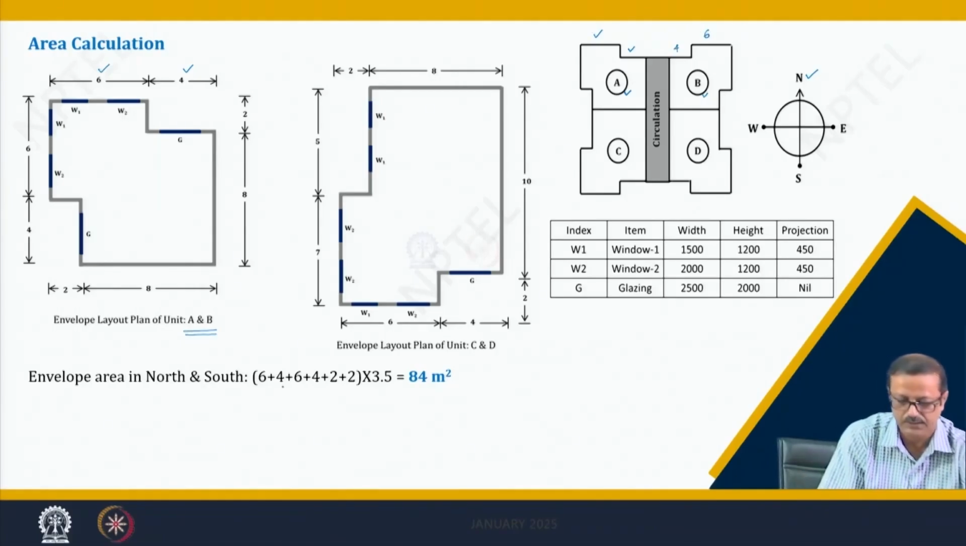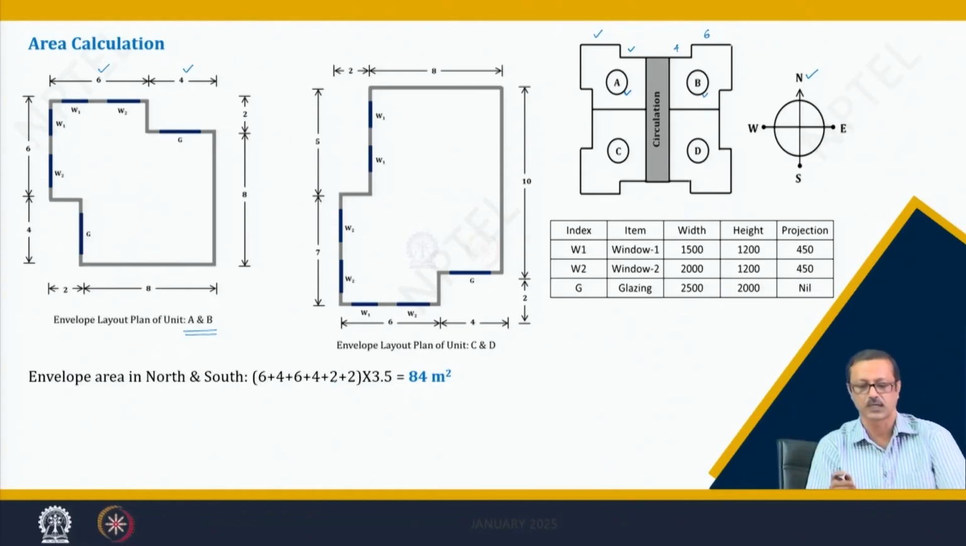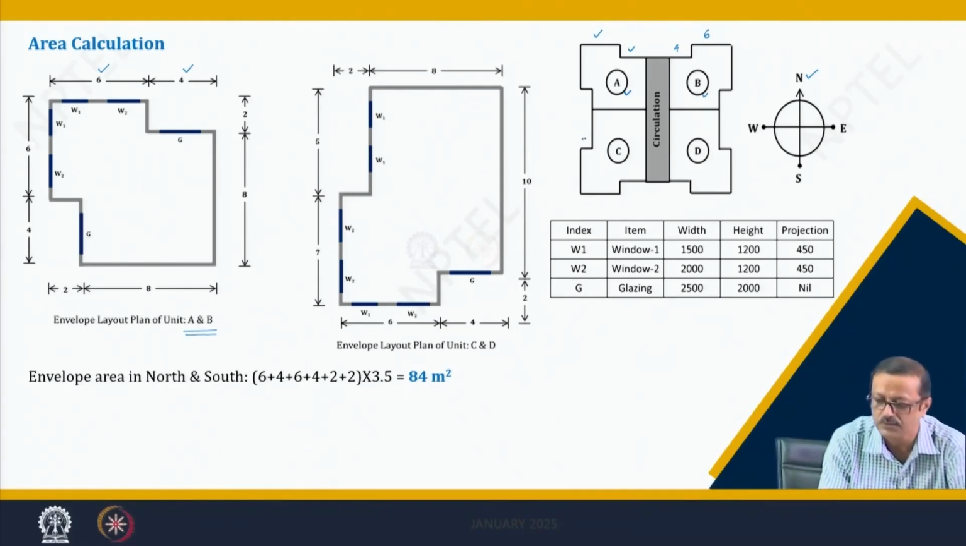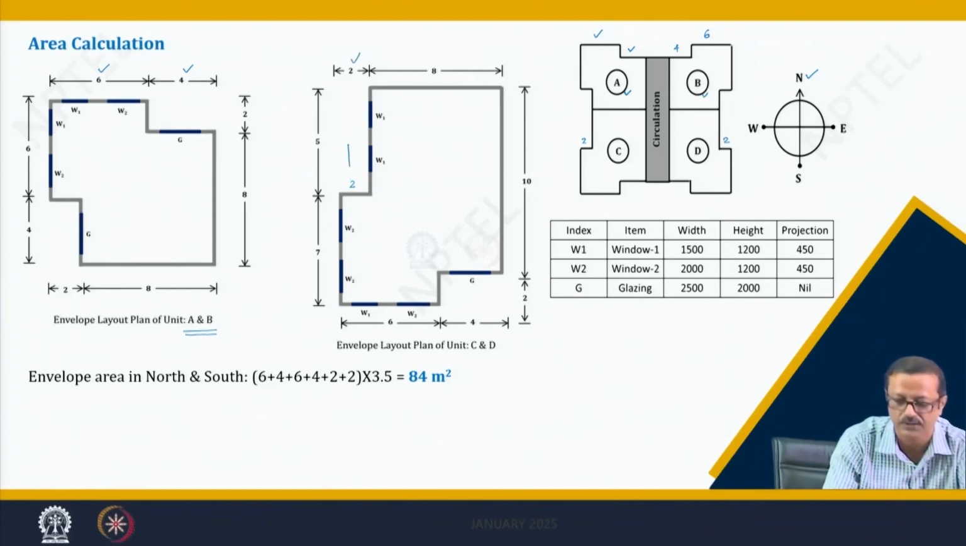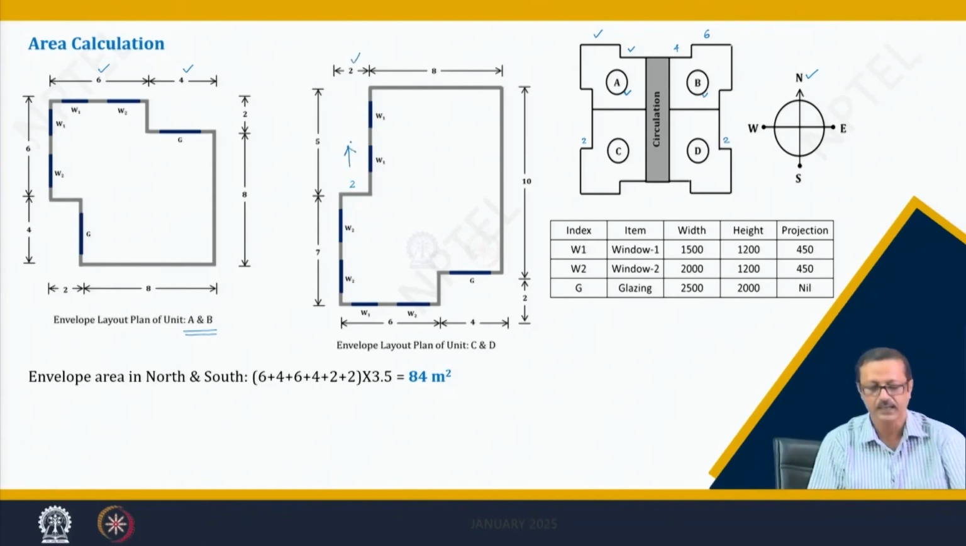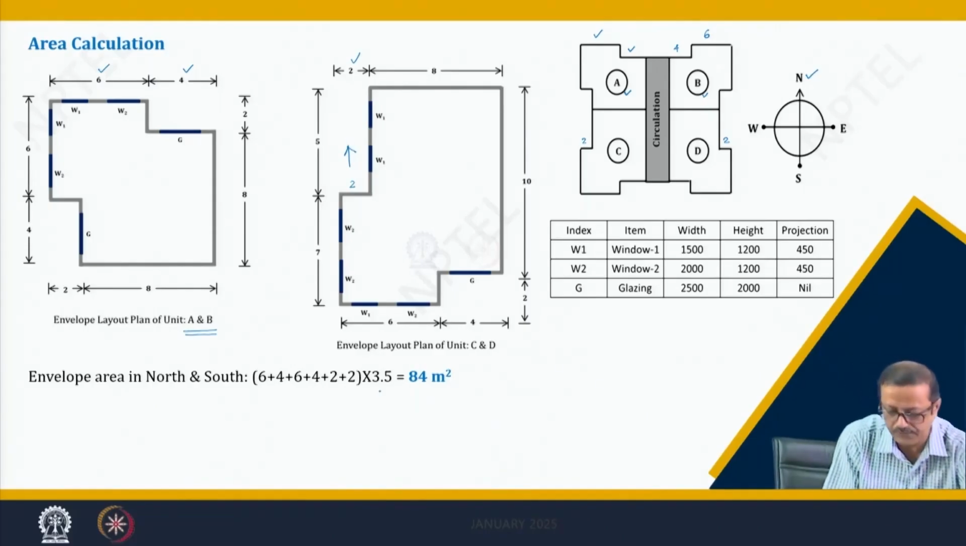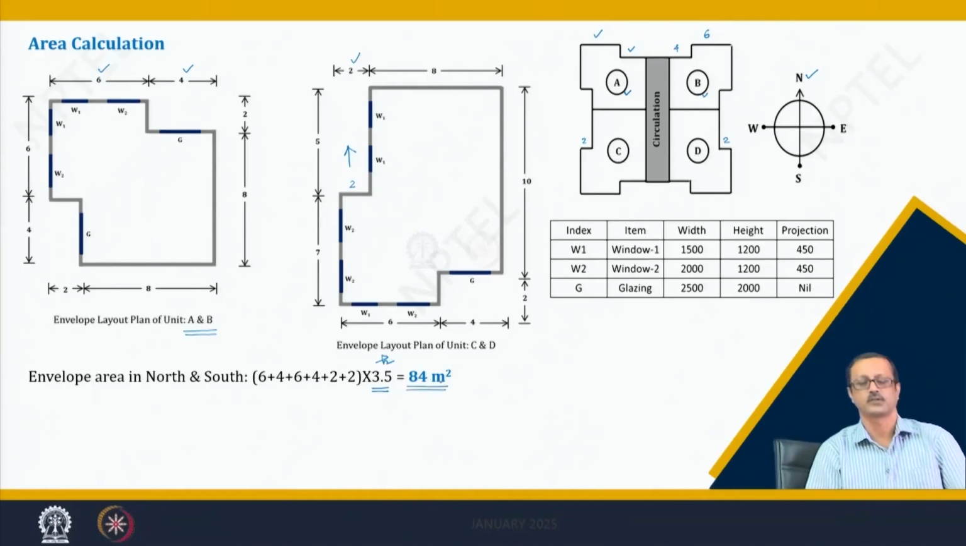So, 6 plus 4 and 6 plus 4, and plus there are twice 2 meters, this is 2 meter and this is 2 meter, and the mirror image of that one is 2 meters. So, this 2 will also come, because it is also facing north, right. And I have multiplied that by 3.5 meter, because 3.5 meter is my h. So, total 84 meter square is my total north facade area.